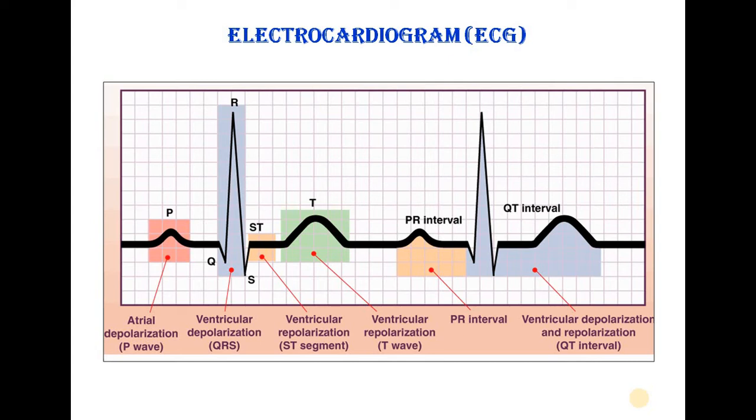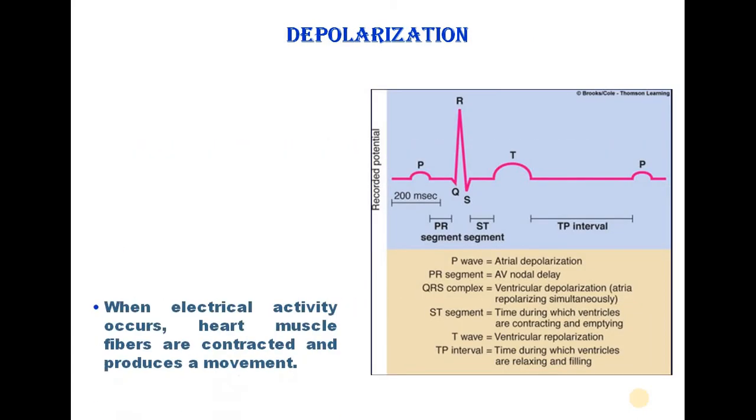So this electrocardiogram shows you the P, R, T peaks and the QRS complex, and here you can see the P wave is due to atrial depolarization, QRS complex is due to ventricular depolarization, and the T wave is due to ventricular repolarization. So now let us see the depolarization and the repolarization with respect to the heart.